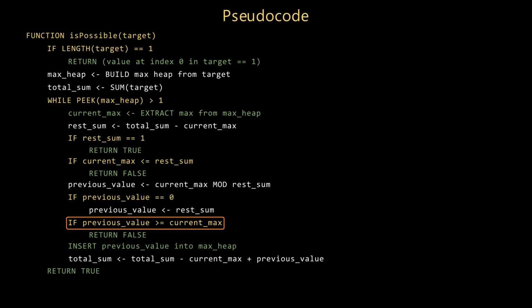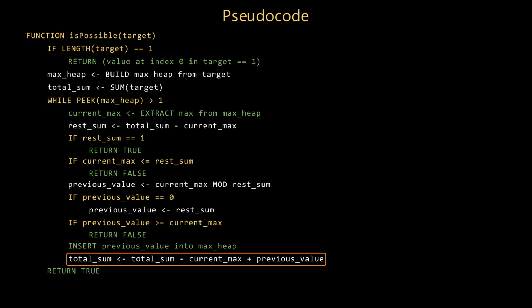If the peeled value would not shrink the maximum, the reduction cannot continue, return false. Push the restored value back into the priority heap. Update total sum, subtract the old max and add the previous value. When the heap peak is no longer greater than 1, return true.